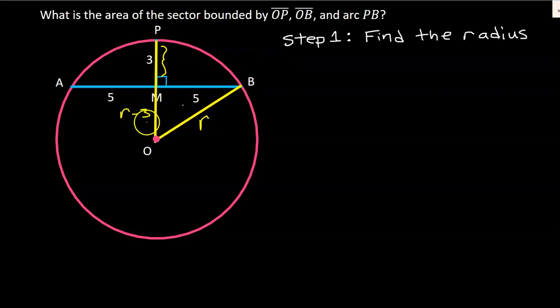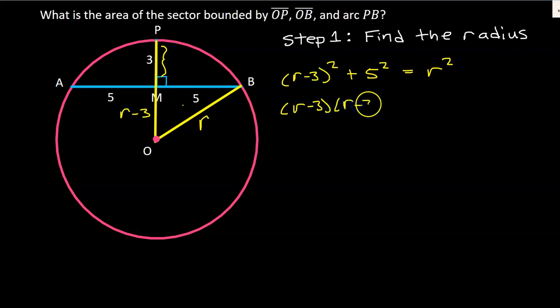So we're talking about leg squared plus leg squared equals hypotenuse squared. So that means r minus 3 squared plus 5 squared is equal to r squared. Just doing leg squared plus leg squared equals hypotenuse squared. If I do r minus 3 squared, that's r minus 3 times r minus 3. Okay, and 5 squared is 25.